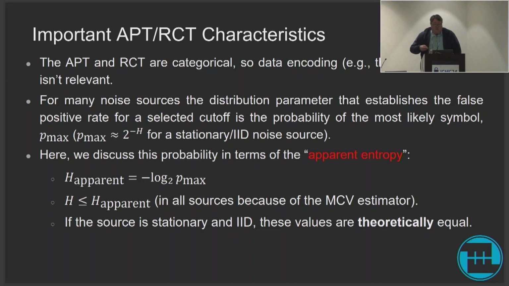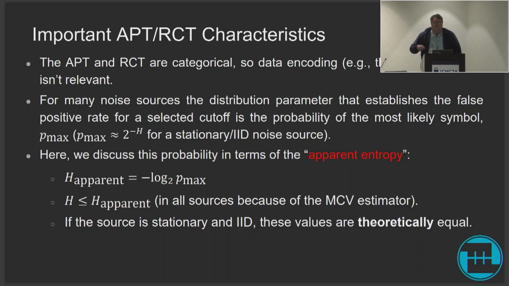For many noise source distributions, the parameter that actually establishes the false positive rate is the probability of the most likely symbol. This may sound familiar to you because the probability of the most likely symbol plays into the straightforward definition of min entropy. In particular, if you've got a stationary IID noise source, then that is precisely what your min entropy is.